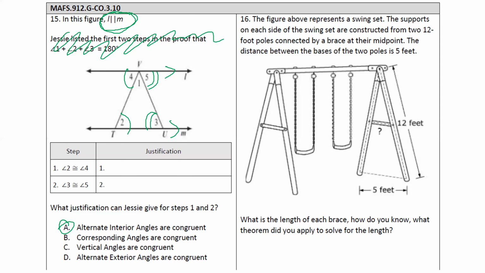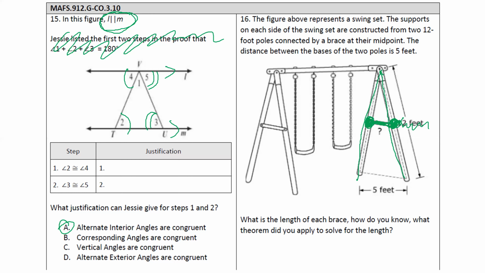On 16, all right, we have a swing set. On this swing set, they told us that these two legs were both 12. That's actually useless information on this one. We don't actually have to know anything about the length of those two. The next piece is what's important. We have this segment here connecting the two midpoints of these two sides of the triangle.